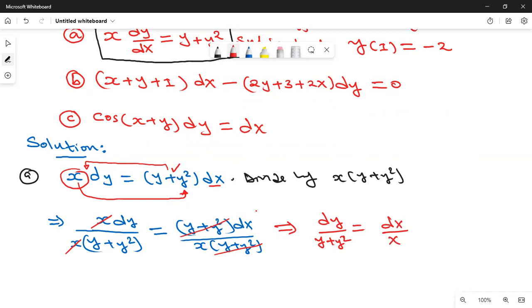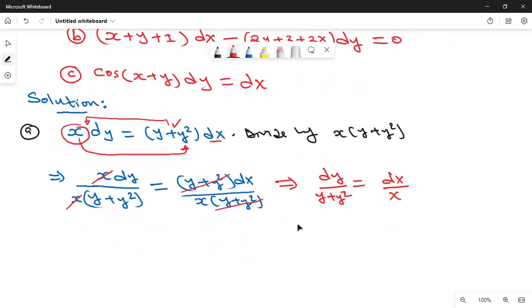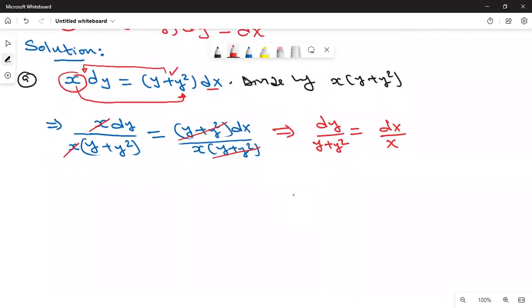So this is now separable. You see, we have managed to collect the x's and the dx on one side, the y's and the dy's on another side. Or this can as well be written as dx over x minus dy over (y plus y squared) is equal to 0. So then once you separate the variables, the next step is to integrate each term separately.